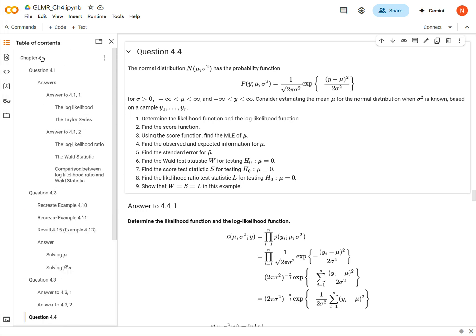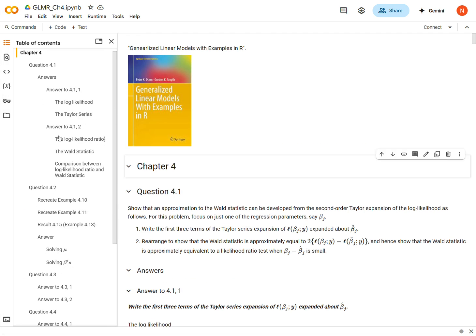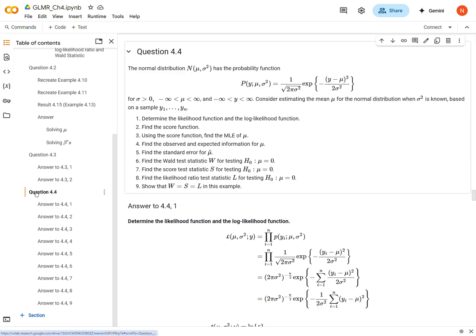Okay, so this is Generalized Linear Models with examples in R, Chapter 4, and we're on question 4.4. We are going to do a lot of things with the score function and the log likelihood and deriving different statistics such as the Wald statistic and score statistic for a normal distribution. Okay. So the question tells us that the normal distribution is given by this expression.